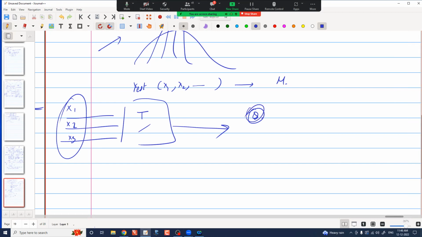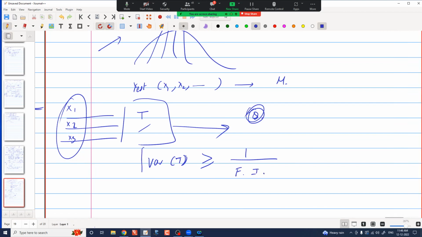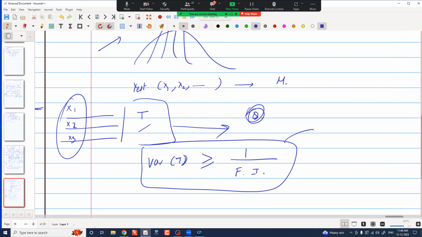What would be a useful quantity for an estimate? It's going to be the variance of the estimator. How well we are doing would be determined by the variance of my estimator. And we won't prove this, but essentially the idea is that the variance of any estimator is limited or bounded by 1 over the Fisher information. This is called the Cramér-Rao bound.